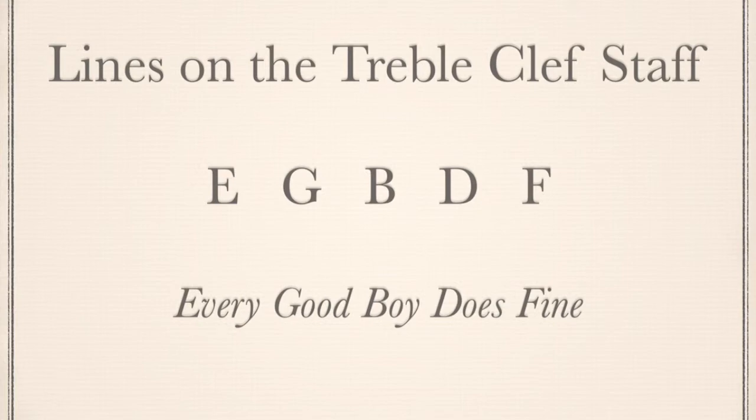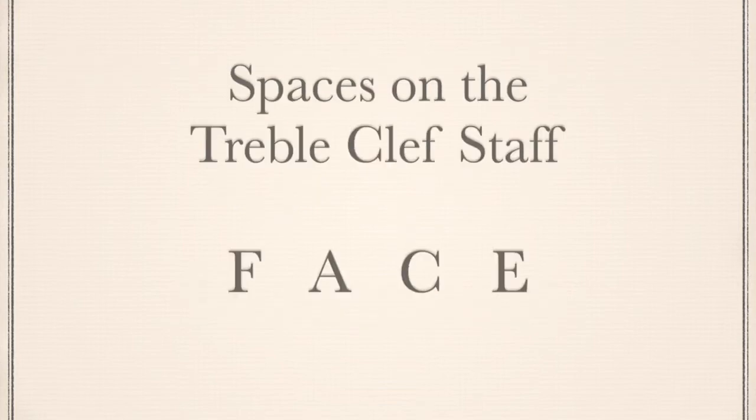In the treble clef, the lines are, from the bottom, E, G, B, D, and F. And of course, the old saying, every good boy does fine, helps to remember them. It couldn't be easier to remember the spaces on the treble clef staff. They just spell face, F-A-C-E.